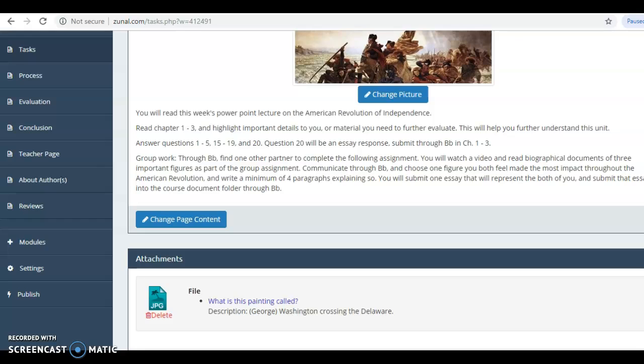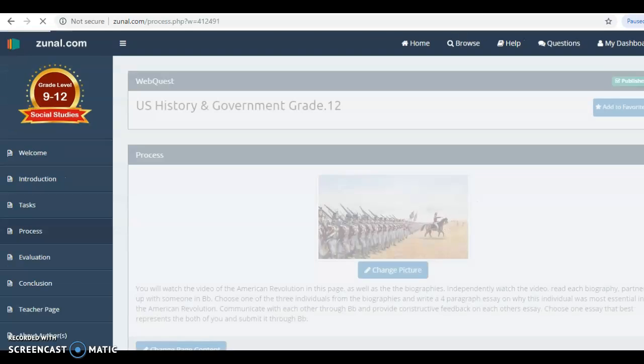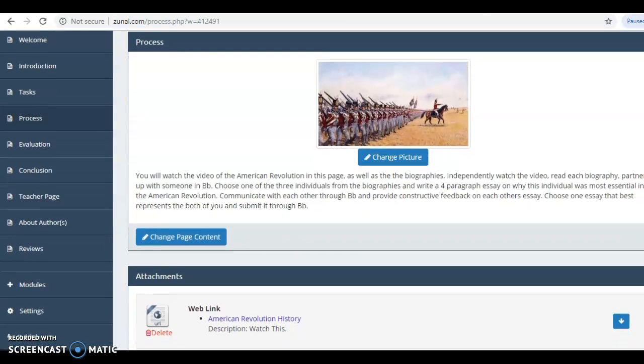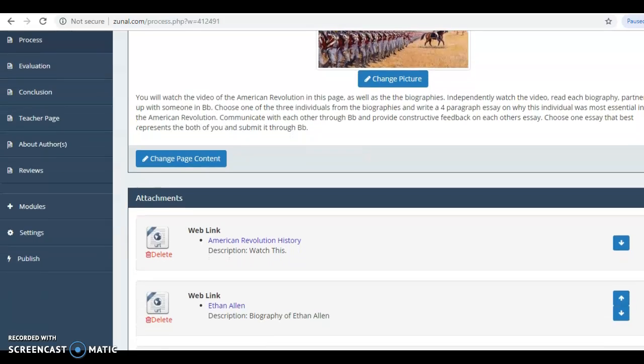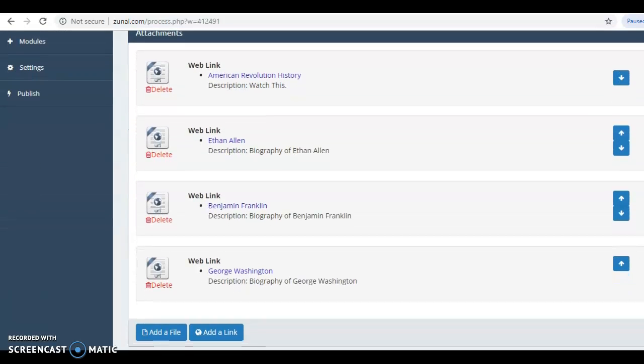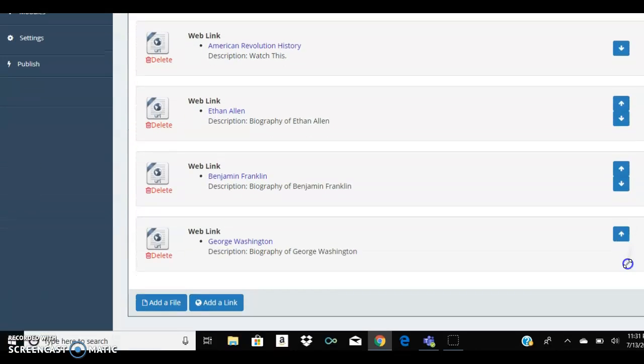And the group work is very interchangeable because they have to watch the video and read 3 biographies and do an essay on which figure was most significant in the American Revolution of Independence. Here's a further explanation of it, as well as the web links to the documentary and 3 biographies.